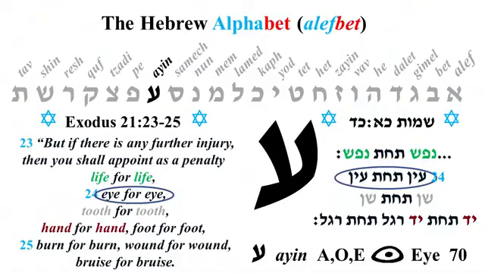Exodus 21:23 through 25. He's giving some rules about punishments. And it says, "But if there is any further inquiry, then you shall appoint as a penalty life for life, eye for eye, tooth for tooth, hand for hand, foot for foot, burn for burn, wound for wound, bruise for bruise." In verse 24, it says, eye for an eye and tooth for a tooth.